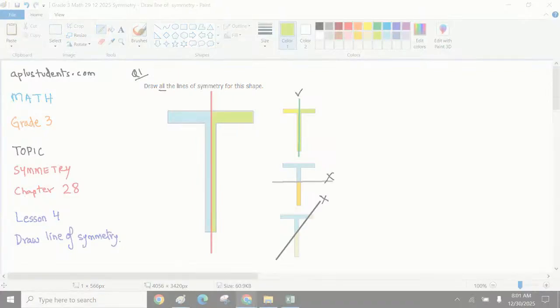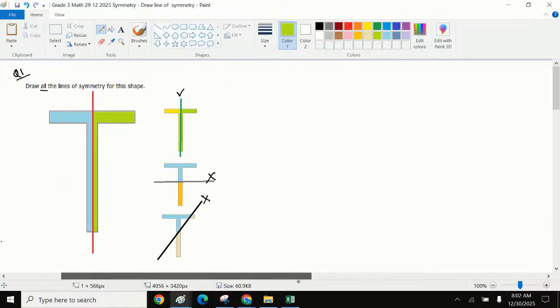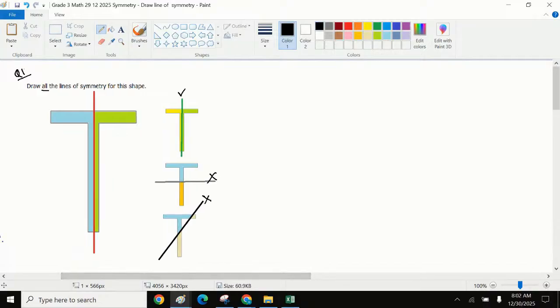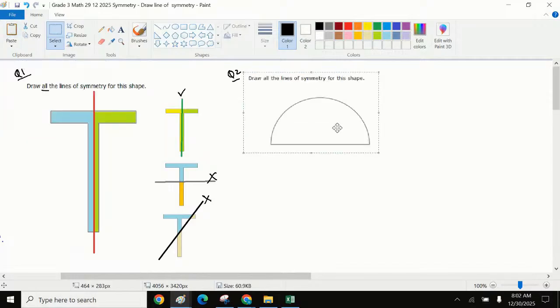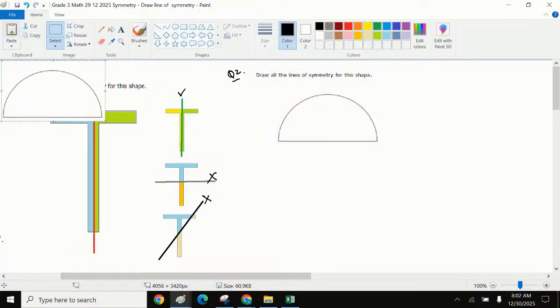Let's look at the next question. In the next question, they've given us a semicircle. A semicircle is a half circle, right? So let's see what we can do with a semicircle. In question number 2, they have given us a semicircle, and we need to draw the lines of symmetry for this semicircle. So let's try to make some copies and some changes on that.